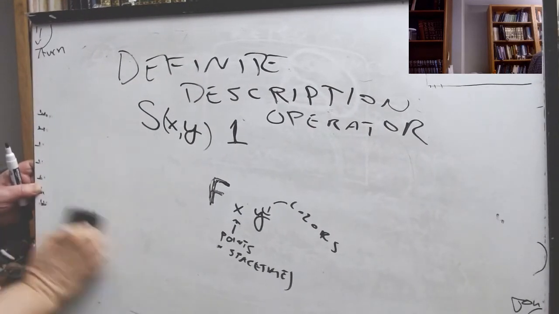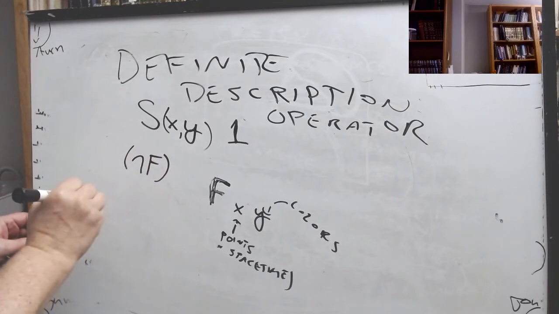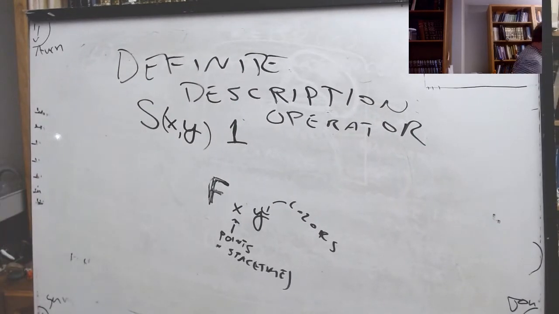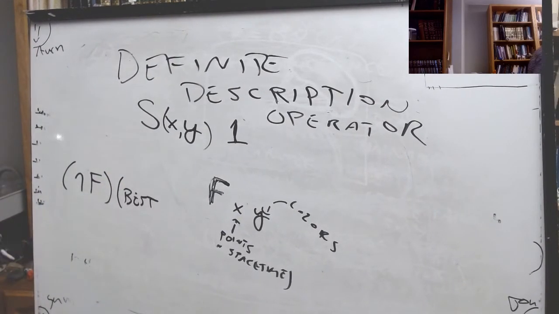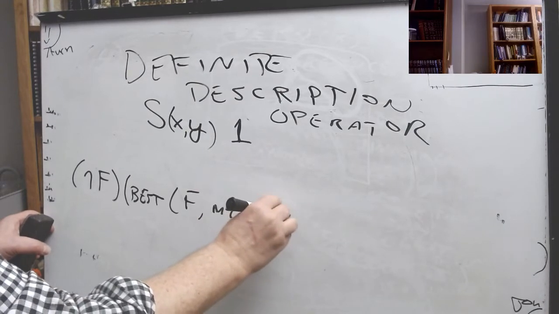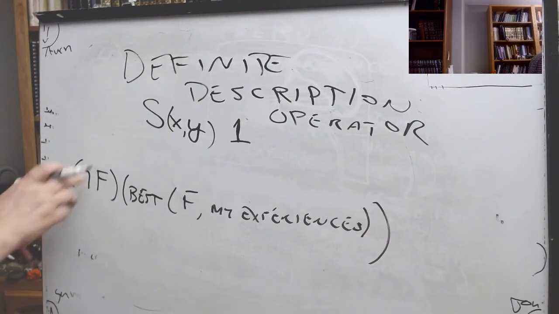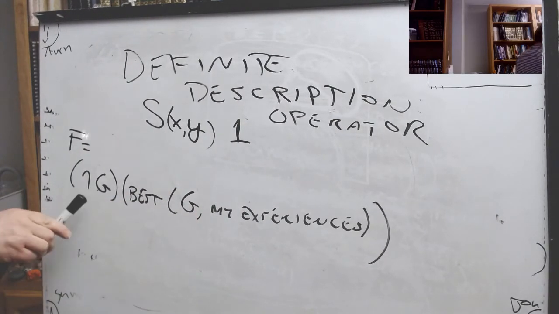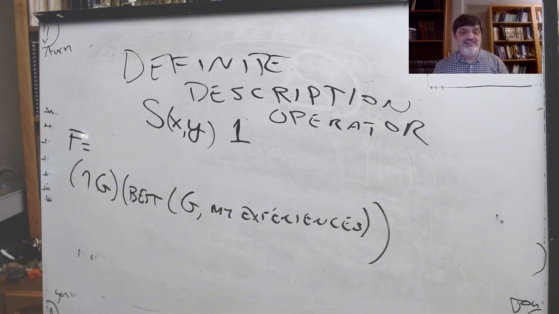So I think Carnap imagines defining this relation f like this, the f such that, well, actually, let me call this f. Well, this is going to be the definition of f. F is the best g. F is the g such that g is best for my experiences, given all those criteria. That's what the definition is supposed to be.